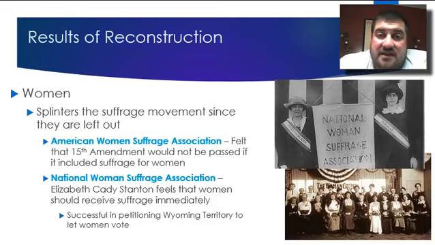Elizabeth Cady Stanton, the lady from the Seneca Falls Convention and the starter of the women's rights movement, feels that women should receive suffrage immediately, and she helps begin the National Women's Suffrage Association, the more important organization out of these two. And Wyoming, thanks to their petitioning, successfully becomes the first territory to allow women to vote, and then more of the western states will take over from there.